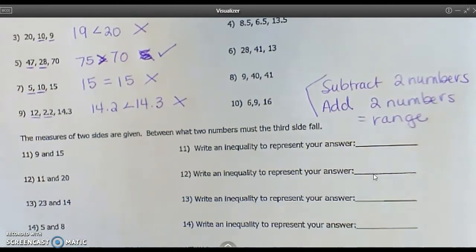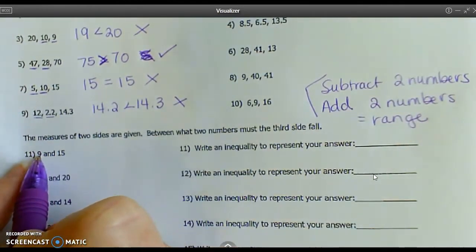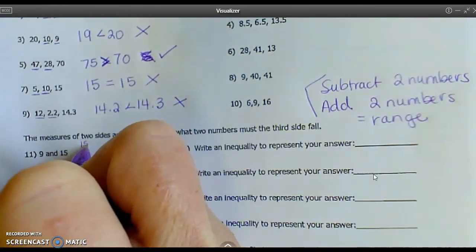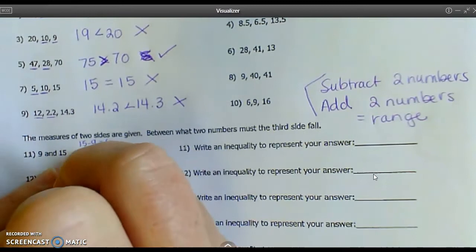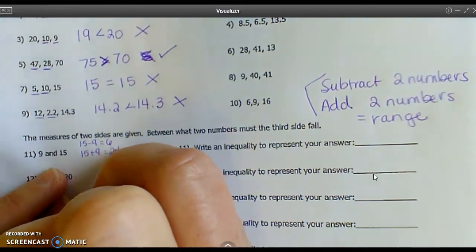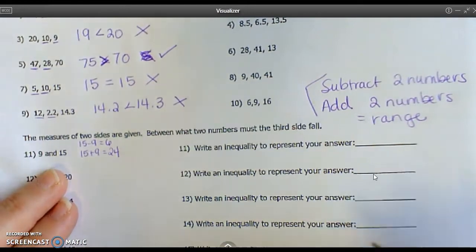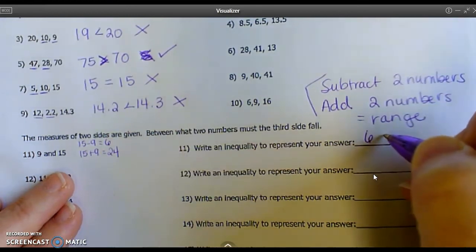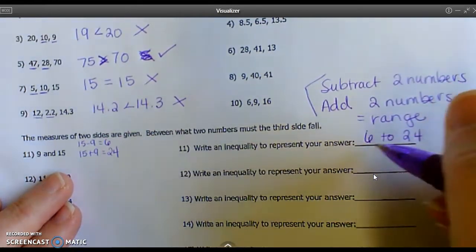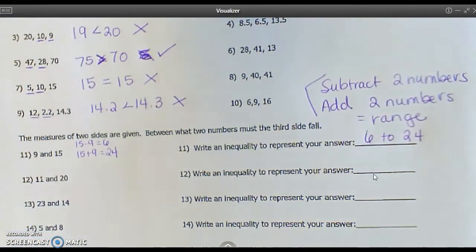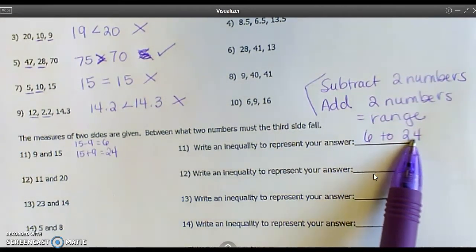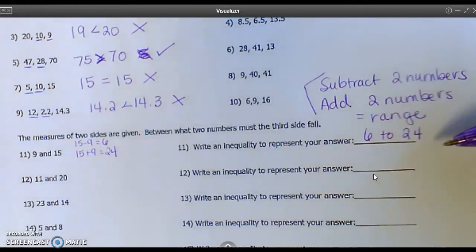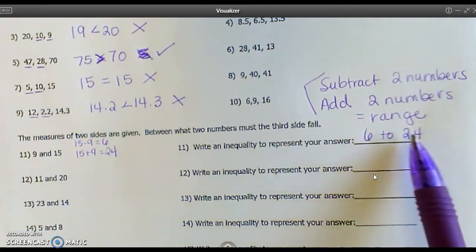So, for example, on number 11, if I take 15 minus 9, you get 6. If I take 15 plus 9, you get 24. So the range, I'm going to write it over here, would be 6 to 24. And that's one way to write it. You could write it with parentheses, you could write it with some less than or greater than symbols, but I'm okay if you want to write your answer 6 to 24. So any length between 6 and 24 is going to make this work. If the third side was anything between there, it'll work.